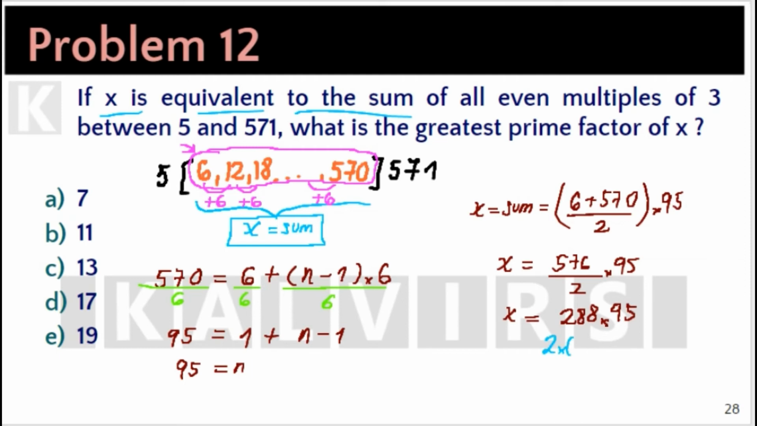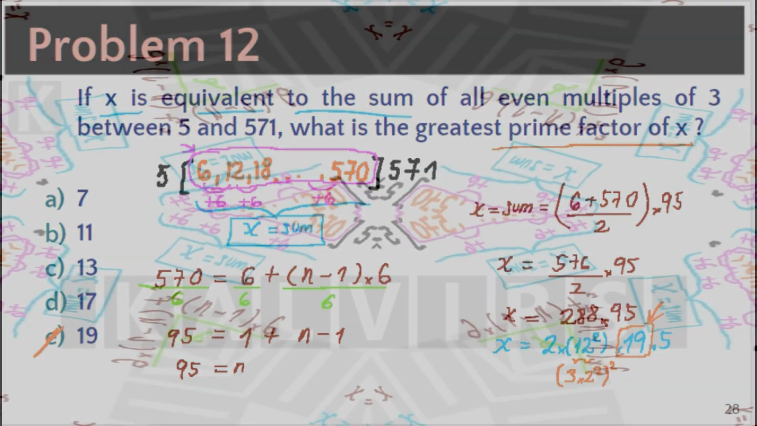Now, 288 is twice 12 squared, and 95 is 19 times 5. Now, the greatest prime factor of x must be 19, since 12 is 3 times 2 squared. So 19 is the greatest prime factor of x. Choice E is correct.